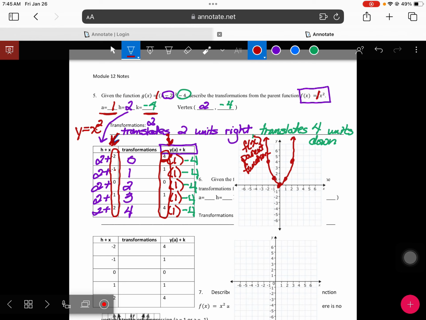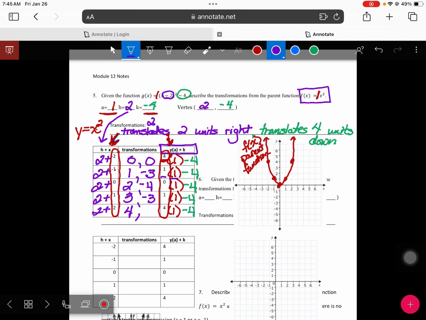So 4 times 1 is 4. 4 minus 4 is 0. 1 times 1 is 1. 1 minus 4 is negative 3. 0 times 1 is 0, minus 4 is negative 4. 1 times 1 is 1, minus 4 is negative 3. And 4 times 1 is 4, minus 4 is 0.